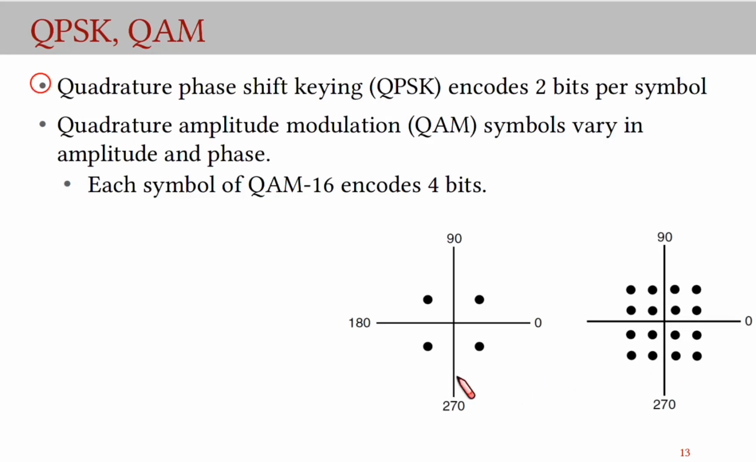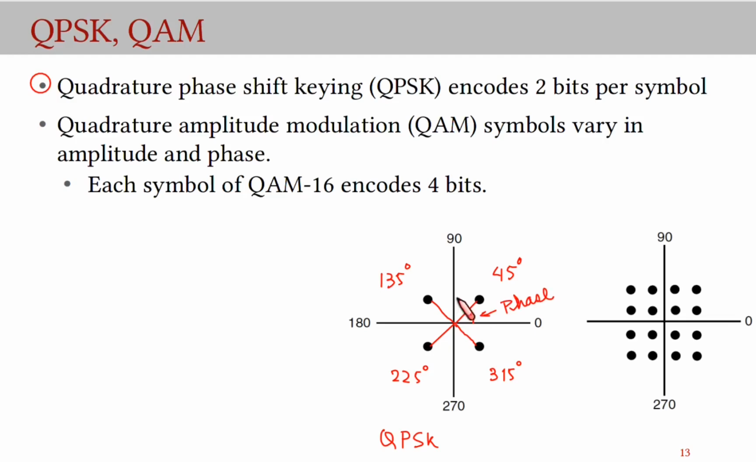These diagrams are called constellation diagrams. They show amplitude and phase combination of each symbol by dots. So this is a constellation diagram for QPSK. QPSK uses 4 phases: 45 degrees, 135 degrees, 225 degrees, and 315 degrees. All of them have the same amplitude. Amplitude is represented by the distance from the origin, and phase is represented by this angle.